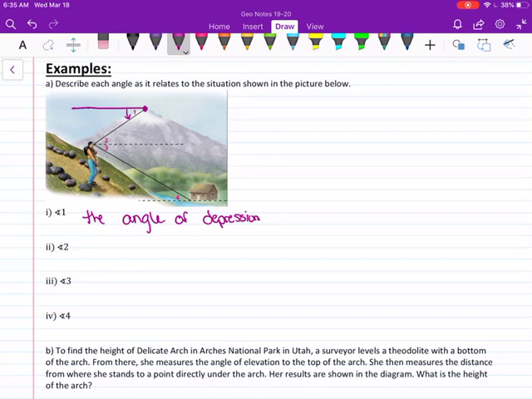So angle 1, the angle of depression from the mountaintop to the hiker. Okay, angle 2 is starting at the hiker, has a vertex at the hiker. Here's the hiker's horizontal line of sight, and angle 2 goes up from there. So angle 2 is the angle of elevation from the hiker to the mountain.